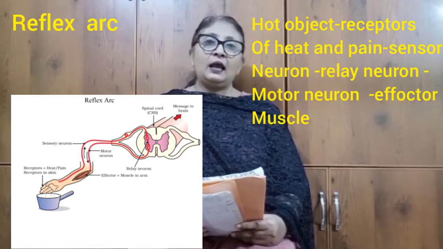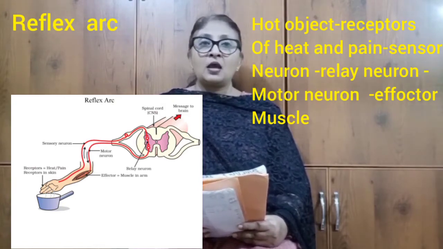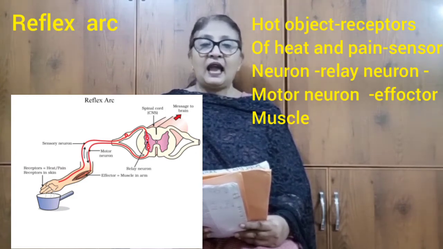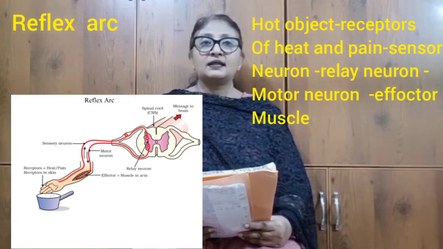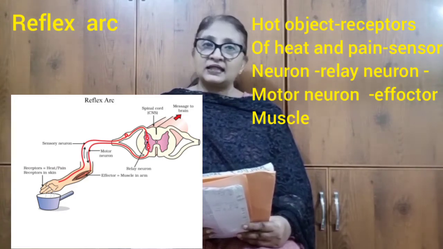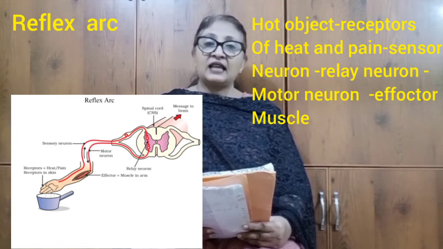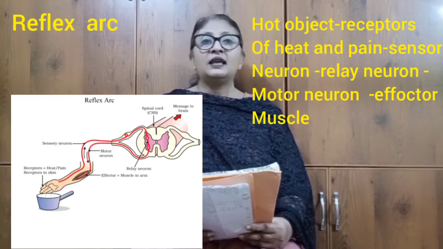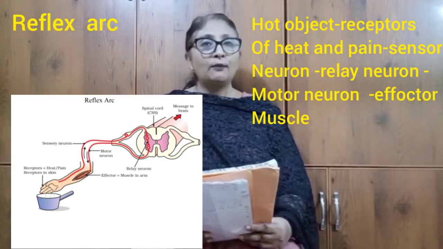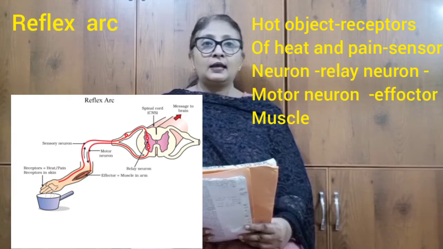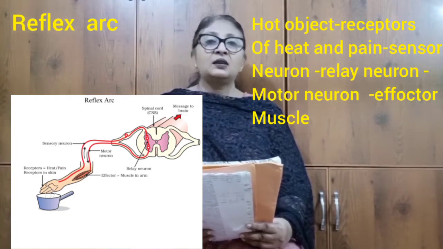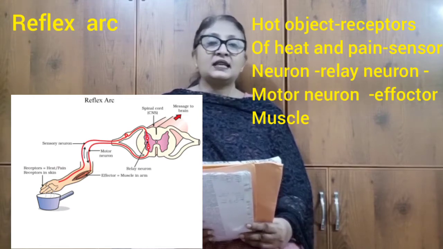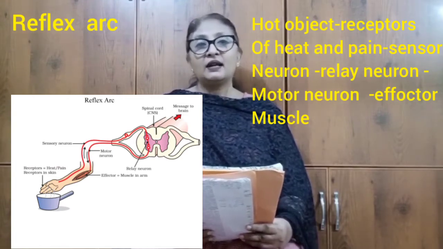Suppose we are touching a hot object. So the receptors of heat and pain detect it, and the signals are sent to the sensory neuron. The sensory neuron then sends it to the motor neuron through the relay neuron, which is found in the spinal cord. The motor neuron then sends the electrical impulses to the effector muscle. Thus, the response is completed in the emergency situation.